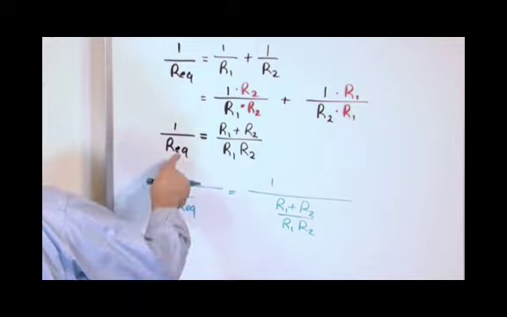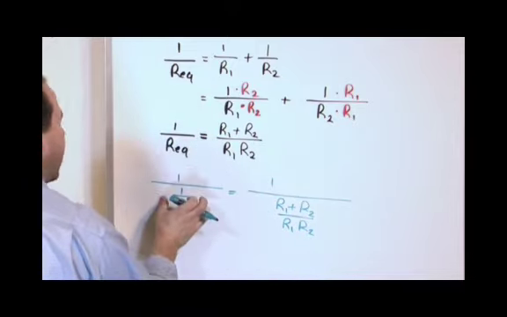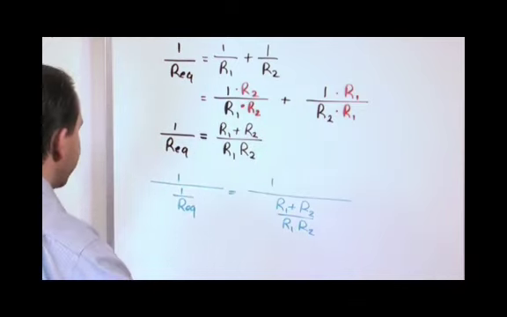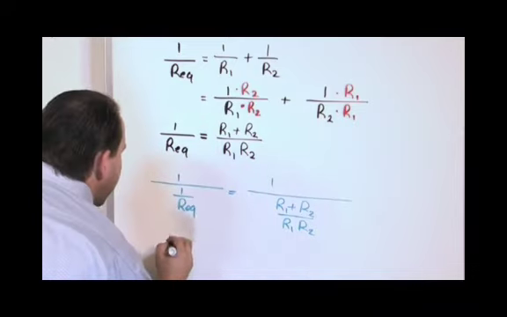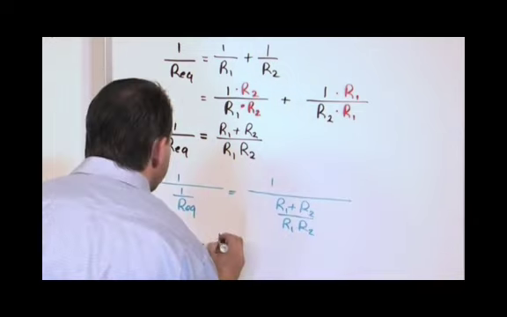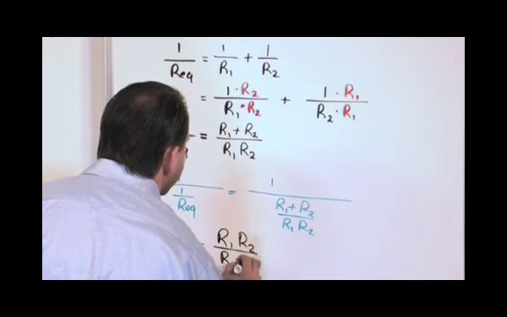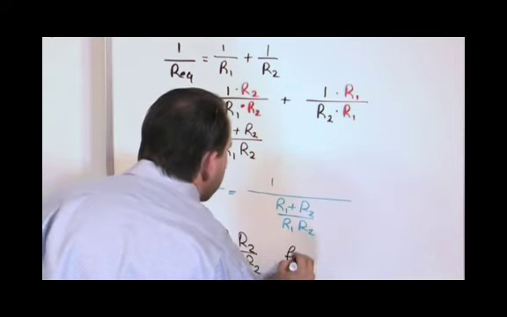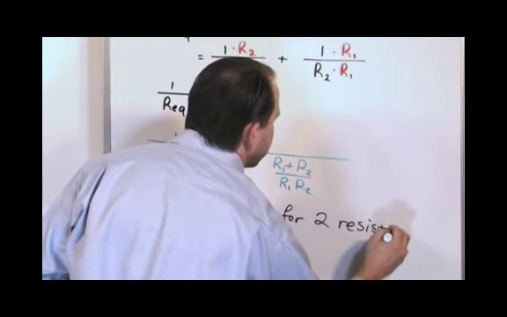So when I say 1 over something, all I'm doing is taking the left-hand side, saying 1 divided by that, and the right-hand side, 1 divided by that. And the reason I'm doing that is because on the left, if you have 1 divided by this, it's going to flip over, so you're going to have R_EQ is equal to R1 R2 over R1 plus R2. Now this is valid for 2 resistors in parallel.